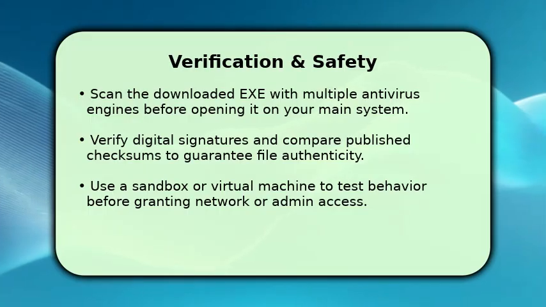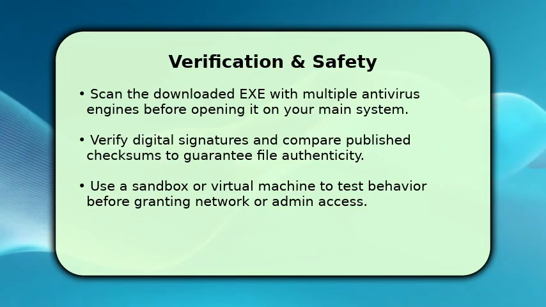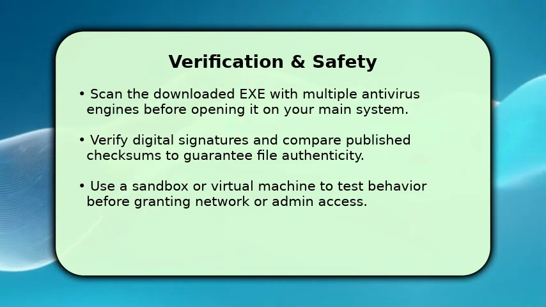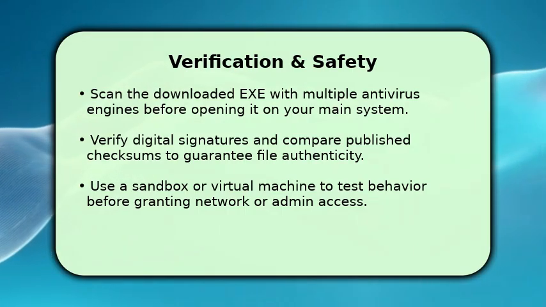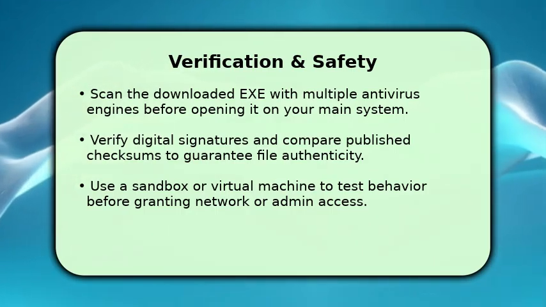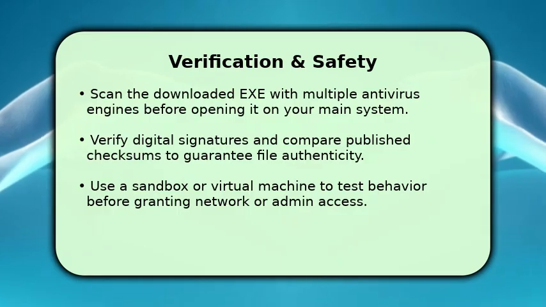After downloading the Schedule 1 exe, run it through an antivirus scan and compare its checksum to the publisher's value if available. Inspect the digital signature details to confirm the signer and certificate validity. Execute the file first in a sandbox or virtual machine to observe behavior without risking your main system. If anything looks suspicious, do not proceed and seek an alternative or contact the vendor for support.